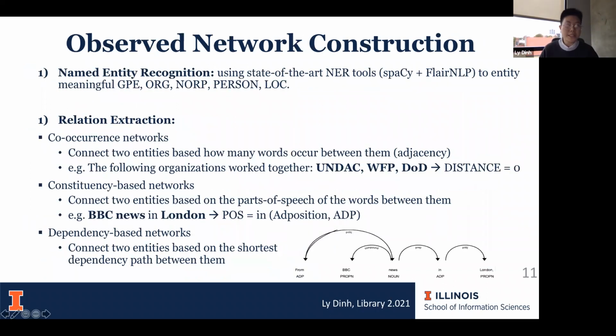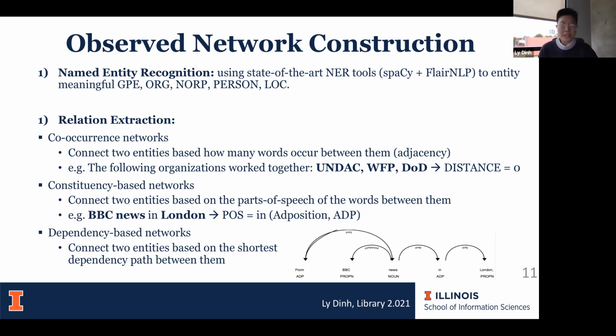For the observed networks, named entity recognition is a big task, and this is one of the hardest tasks, in my opinion, to be able to recognize entities, right? If we see a huge chunk of messy text, can we identify FEMA as a meaningful entity? So instead of using one NER tool, as most of the studies do, I've actually looked at the intersection of both of these tools, state-of-the-art spaCy and Flair NLP, to identify the meaningful entities in terms of GPEs or geopolitical entities, organizations or NORPs (national, religious, political groups), and the persons or locations. So they're mutually exclusive categories.